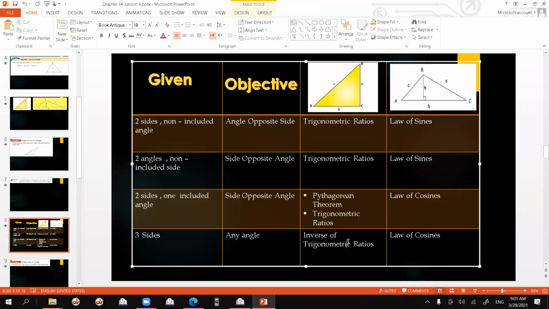Here you can change the name as inverse of trigonometric ratios or trigonometric ratios inverse. So on the other side.